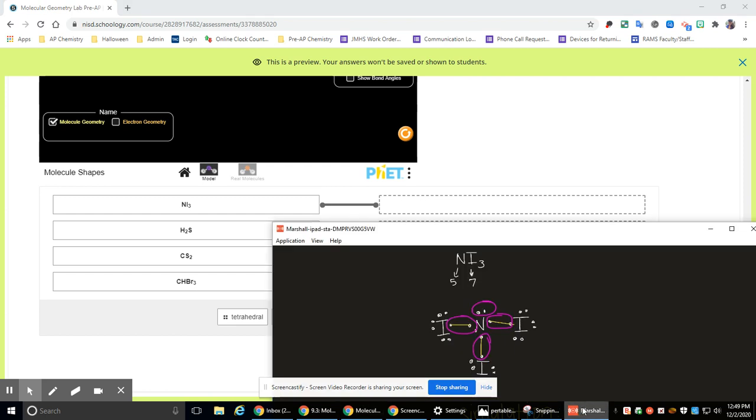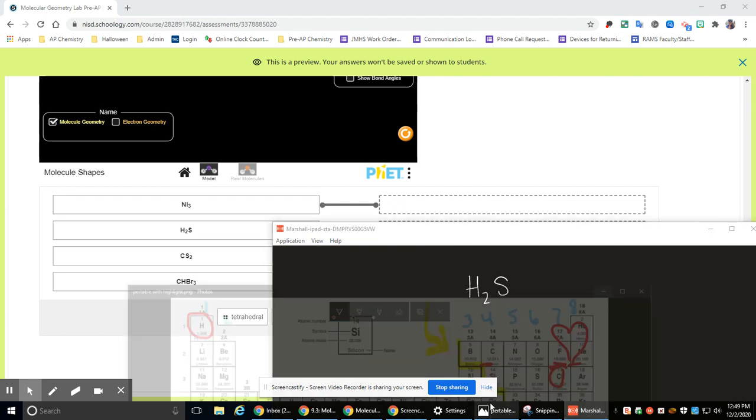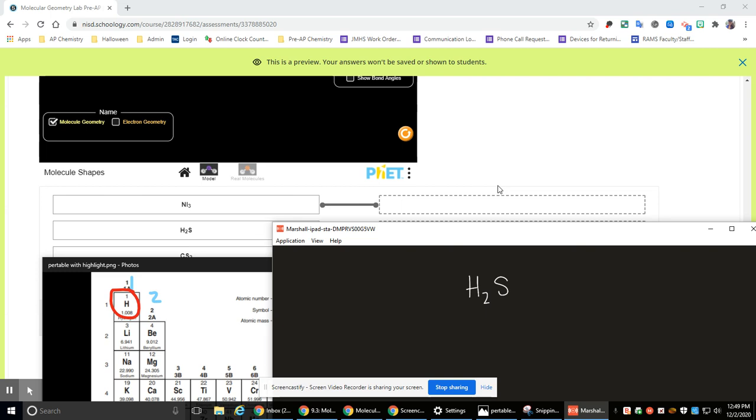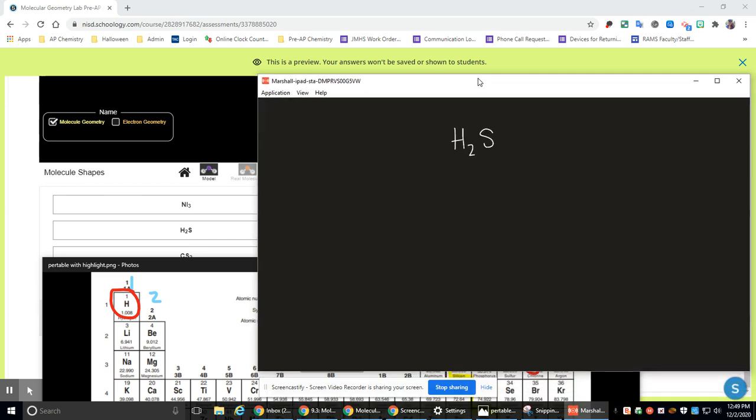So what that one's going to look like is we are going to, again, look at our periodic table. We know that hydrogen is over here in group 1, so it has 1 valence electron. Sulfur is in group 16, so it's going to have 6 valence electrons. So once we've established that, we can go ahead and start drawing in what we've got. So hydrogen never, ever, ever goes in the center. So we're going to put sulfur in the center. We're going to draw its 6 valence electrons.